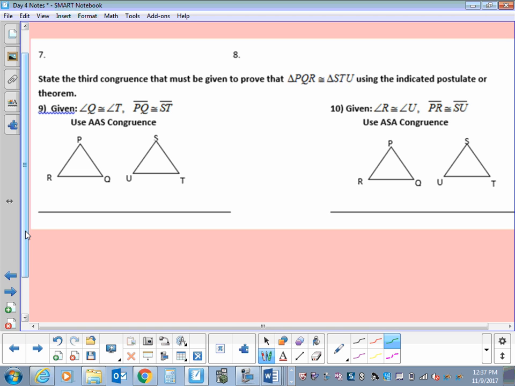Alright, state the third congruence that must be given to prove that triangle PQR is congruent to triangle STU. It says using the indicated postulate or theorem. So what they want us to do, we have to read here. They want us to use angle, angle, side. Okay? So, what is given, Ronaldo says, that angle Q is congruent to what? Q is congruent to T.